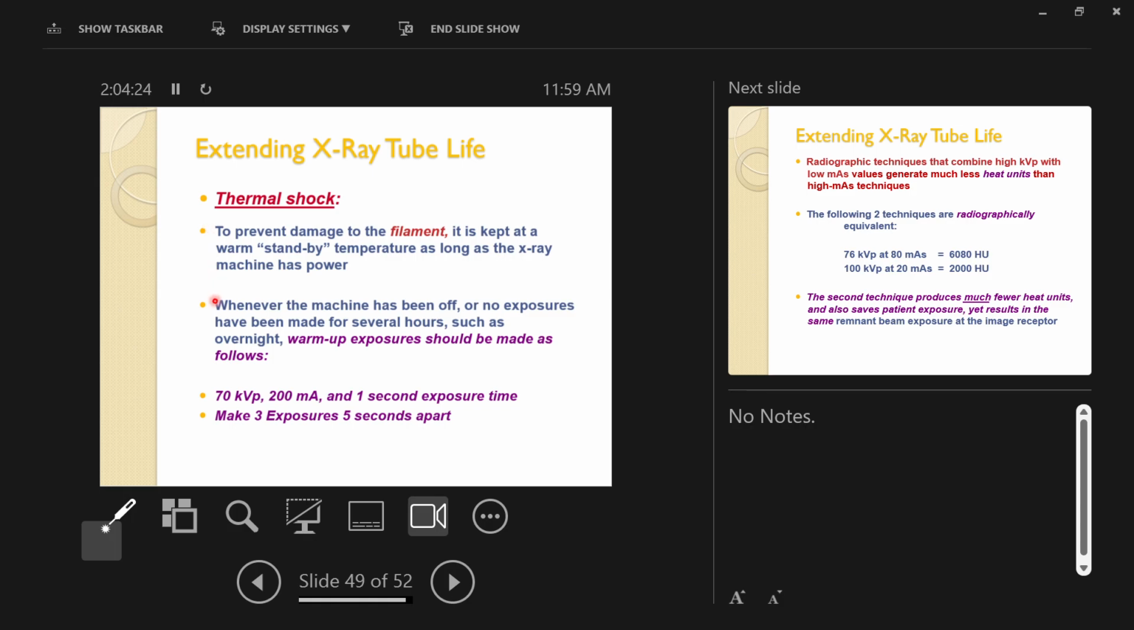So we need to make sure that we warm our X-ray machines up every day, and if they have not been used for several hours, we also should warm them back up. Does anyone have a warm-up procedure that they've been shown in the mornings? Has anyone not known to warm an X-ray? I'm getting that you have not been shown to warm your X-ray tube up.